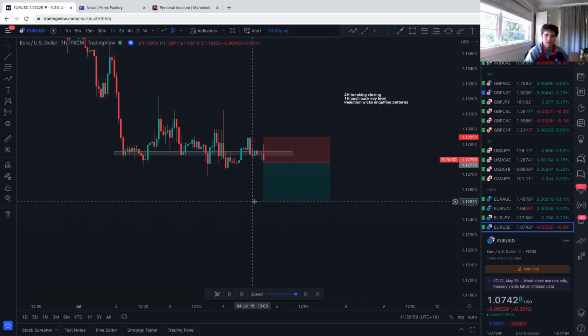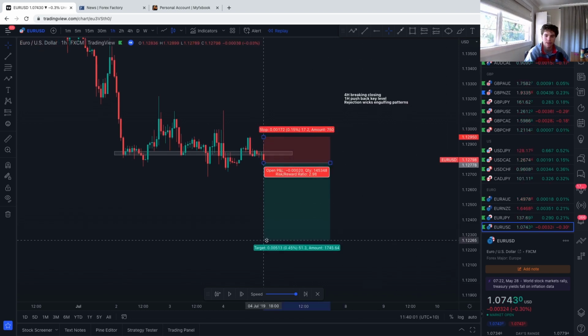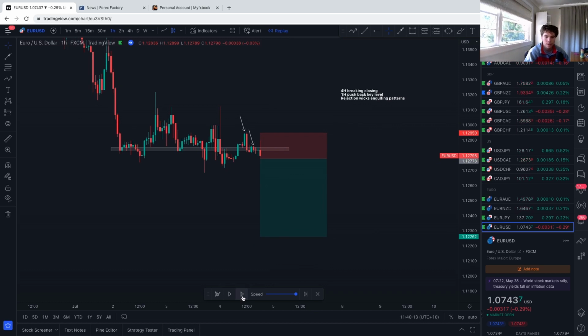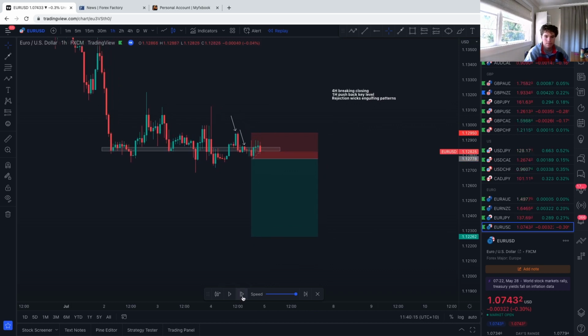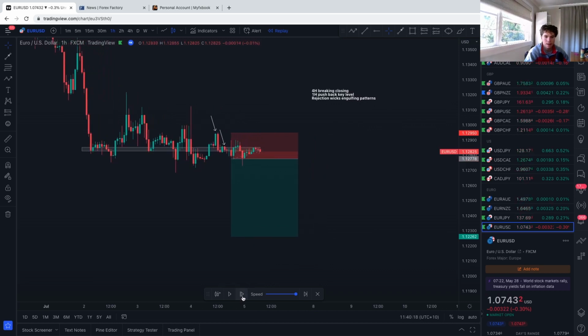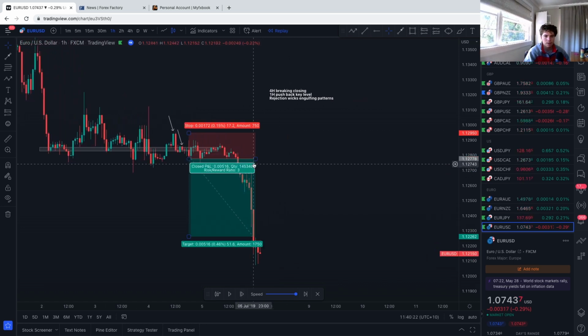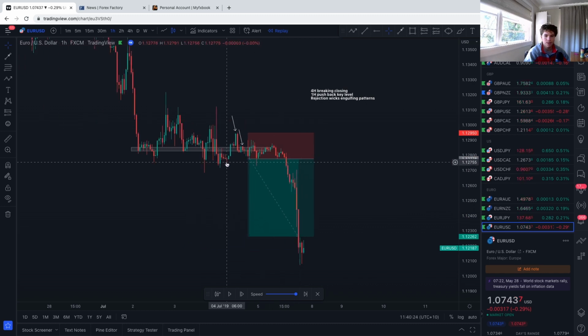Definitely not a textbook setup, but it is there with this sort of double top structure, creating this bearish behavior with lower lows and lower highs. We got a very deep retest, and the structure is bearish. Let's see what happens. Boom, that's pretty good. Pretty good start.